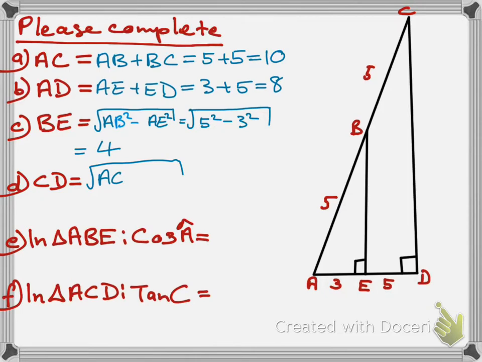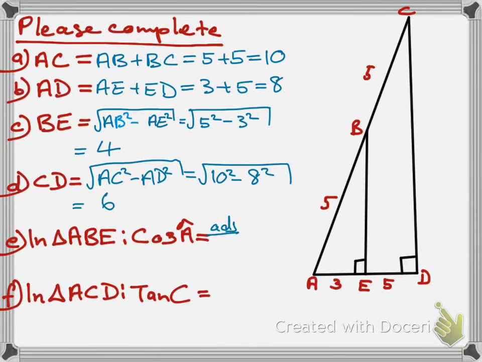And then CD, we see that CD is going to be equals to square root of AC squared minus AD squared, which is Pythagoras. So we substitute the values. It's going to be square root of 10 squared minus 8 squared, which is 6.